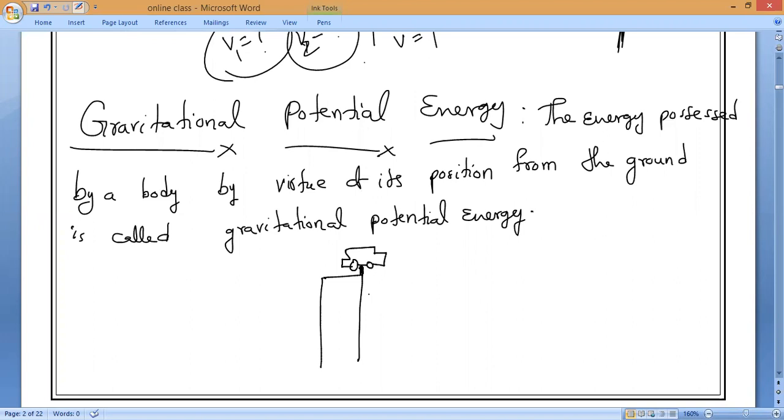Gravitational potential energy. How many of you have visited car service centers? Have you all visited car service centers, Omar, Harish? You might have noticed they will lift the car with the help of hydraulics and put the car up here. Yes, Metakshri?